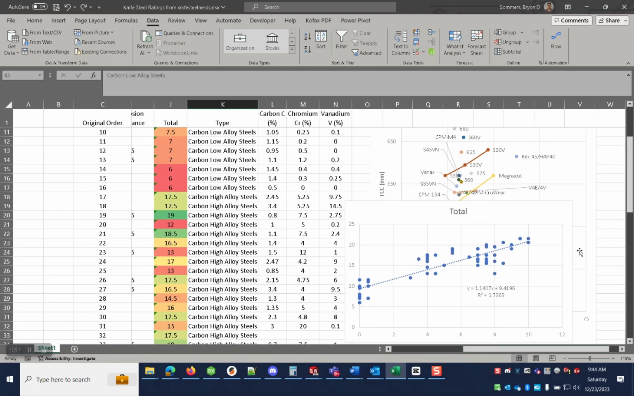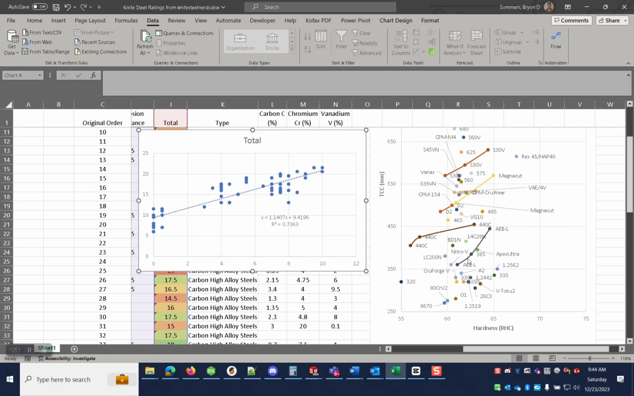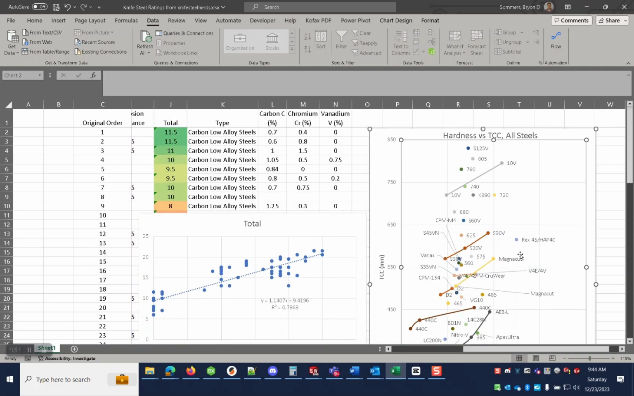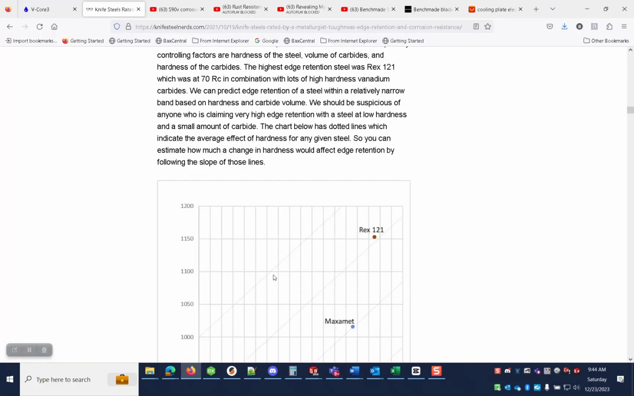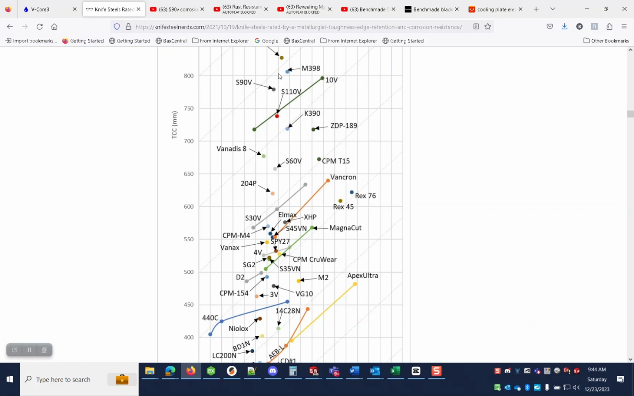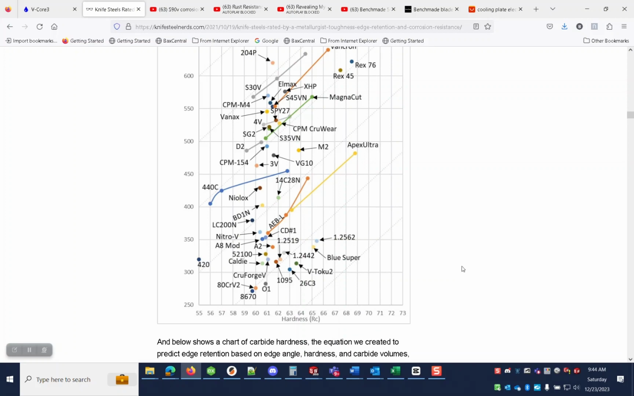Let me do one other thing. So I created two charts. The first one, here on the right, is the one that's already on Dr. Larrin's website. It is the hardness versus cut chart. So there's no new information here. I actually had to go and recreate these data points, X and Y, in this scatter plot. And I think I got it pretty close.